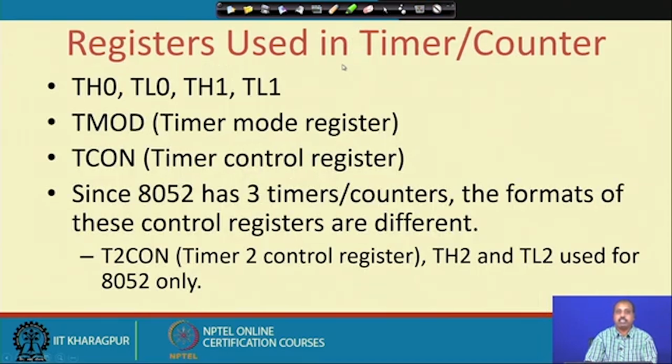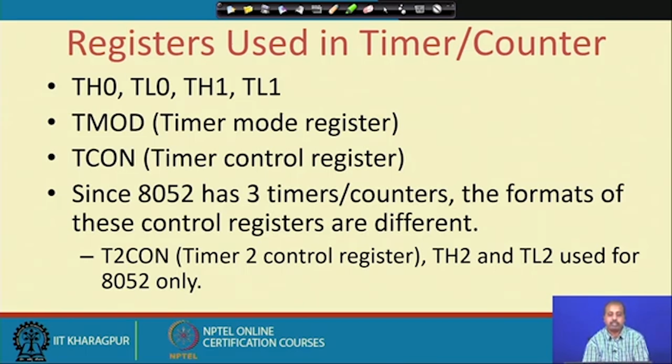Now, what are the registers that we are going to use for this timer counter? TH0, TL0, TH1 and TL1. These are used for holding the timer values or the counter values. TH0, TL0 for timer 0 and TH1, TL1 for timer 1.